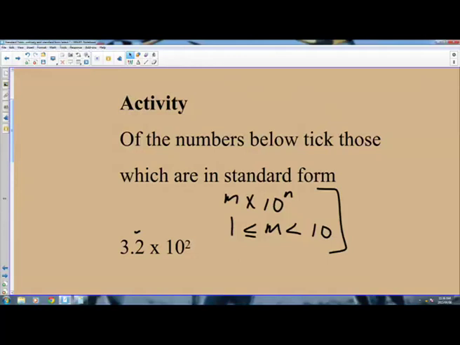What about 10 to the power 2? The value of n has to be a negative or a positive integer. So we've got a 2. 2 is a positive integer. So the two conditions have been satisfied. So this is in standard form. We tick it, because the activity says tick those which are in standard form.